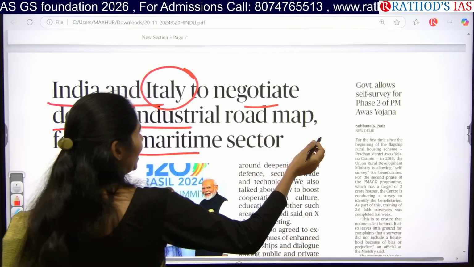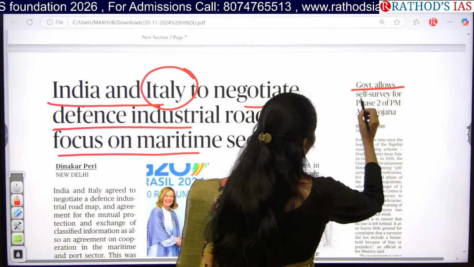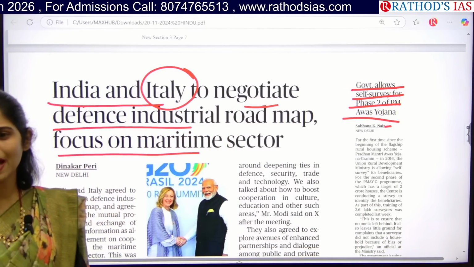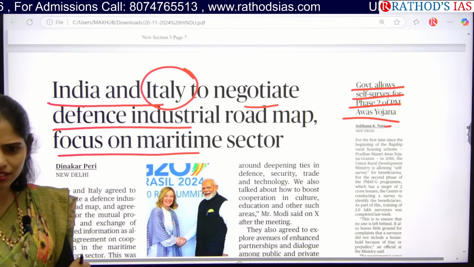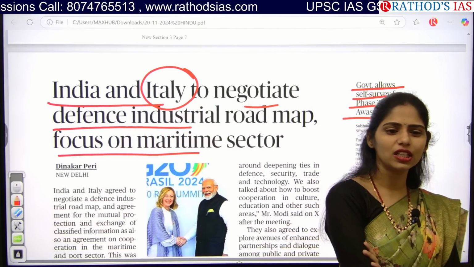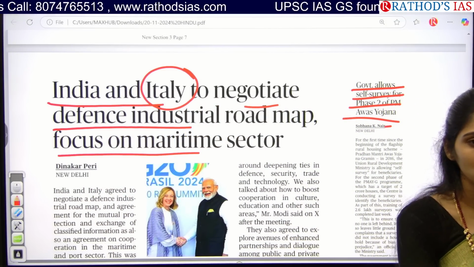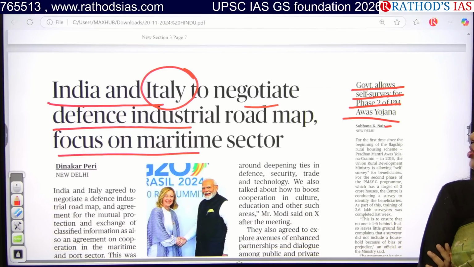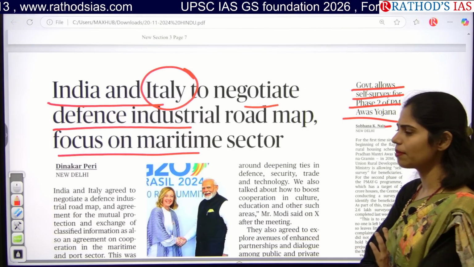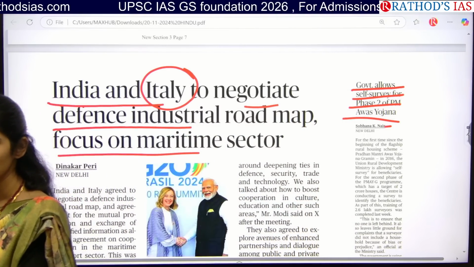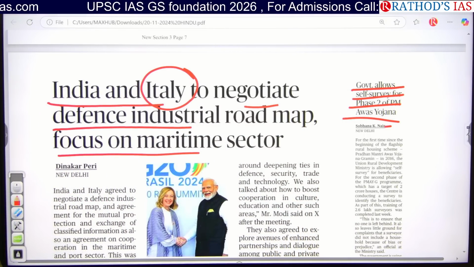Okay, and one more article here: government allows self-survey of phase 2 of PM Awas Yojana. So what is this PM Awas Yojana? Awas means house. Can you tell me how many components are there in this scheme? PM Awas Yojana, we have rural and we have urban. Okay, so what is this PM Awas Yojana about? Okay, providing house. So what is the target year?